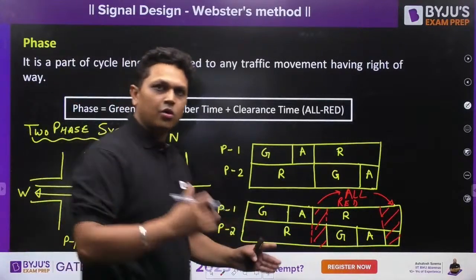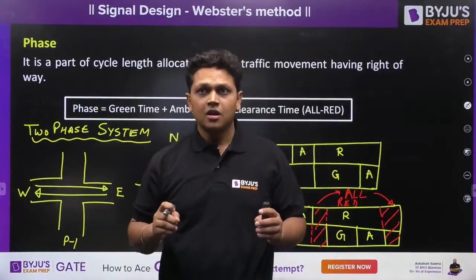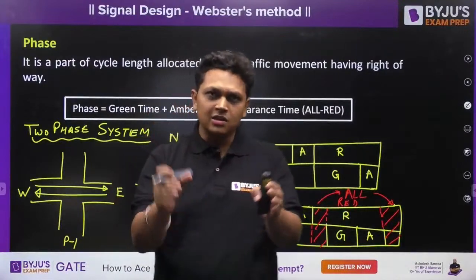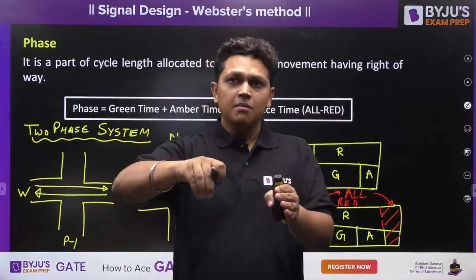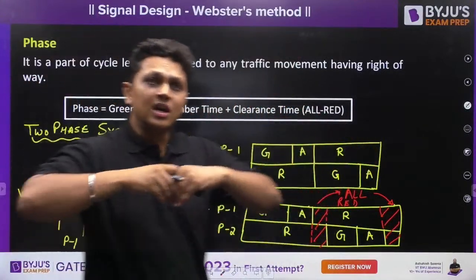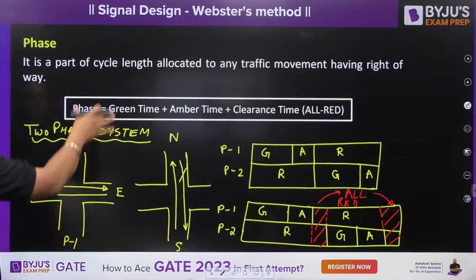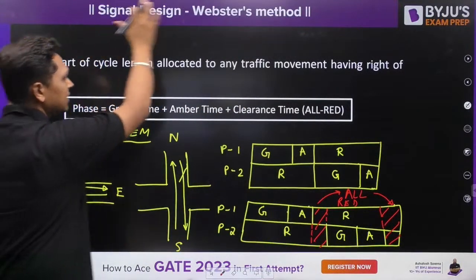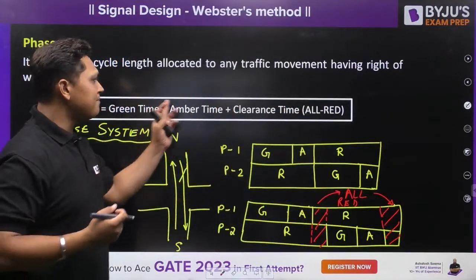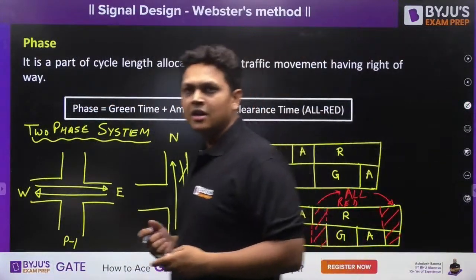This time is allowed for the vehicles which are inside the intersection to clear the intersection. You have to provide some time for the vehicles which are within the intersection but have not cleared it yet. Is it clear to all? So phase length is a part of the total cycle length in which traffic movement is allowed, which is green time plus amber time plus clearance time or all red time. Okay, moving on.